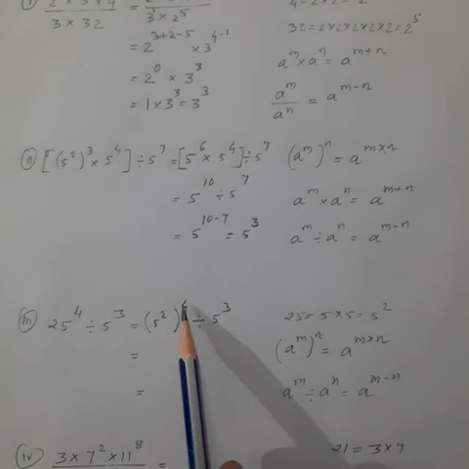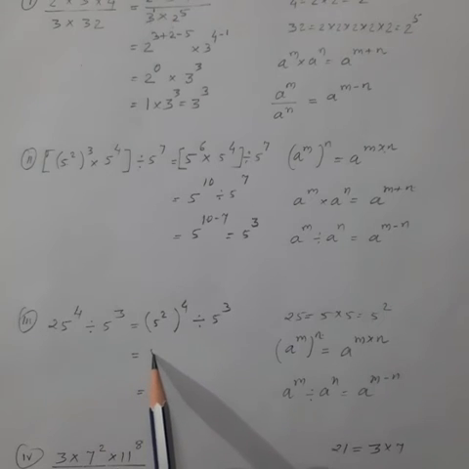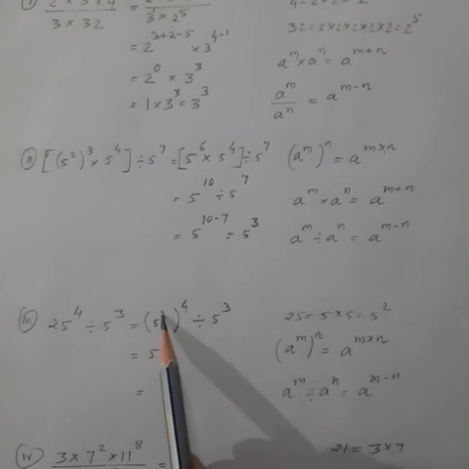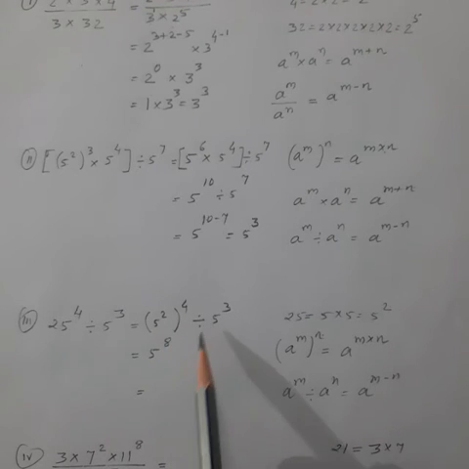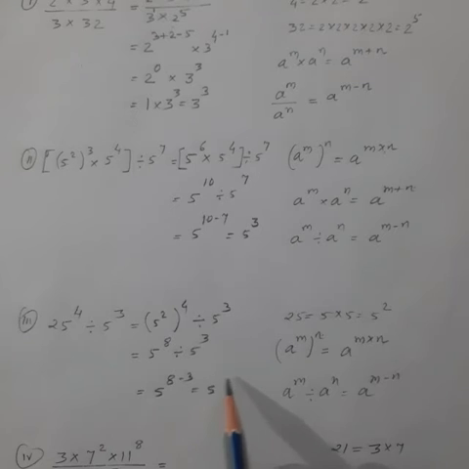Now this is power of power. To take power of power we have to keep the base same. So here it is 5 and multiply the powers. 2 4s are 8, divided by 5 cube. Now this is the division of two numbers with same bases 5. Subtract the powers, 8 minus 3. 5 raised to the power 5.